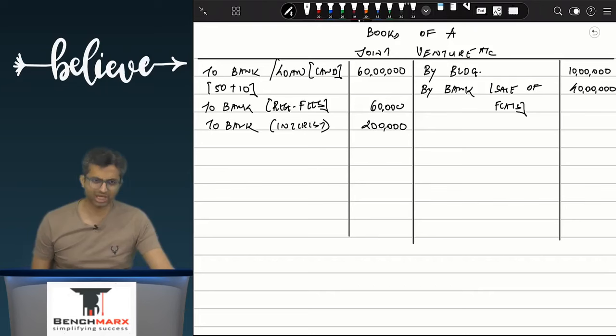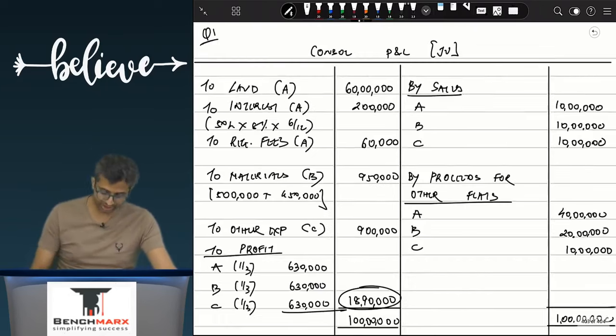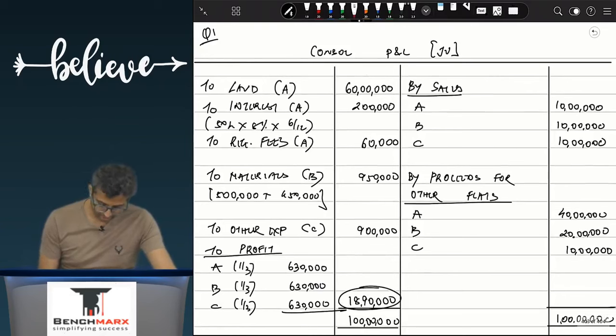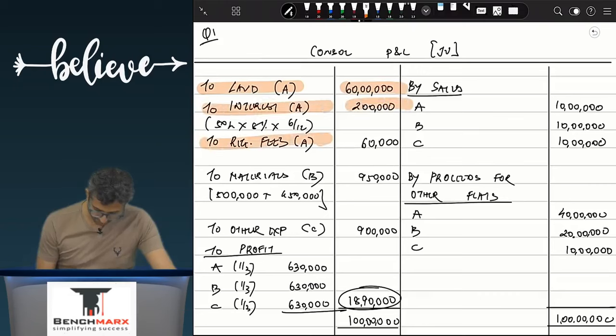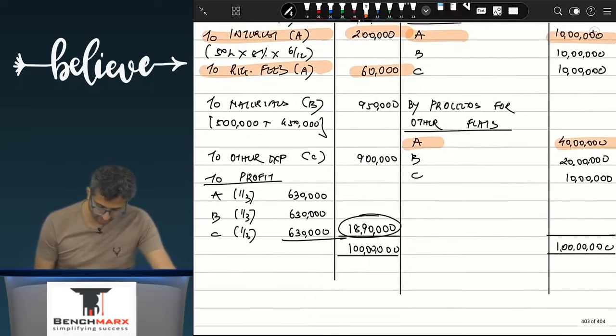Now comes a slight problem. Is there anything else in the joint venture that is coming attributable to A? Perfect. This is done. Just a second. This is done. Done. Done. This is also done. This. So what is the only thing remaining?